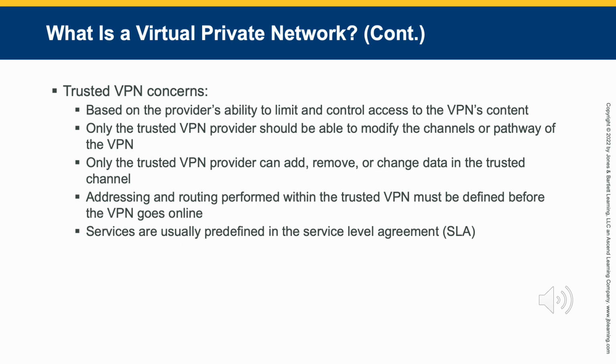Trusted VPN concerns. Based on the provider's ability to limit and control access to the VPN's content, only the trusted VPN provider should be able to modify the channels or pathway of the VPN. Only the trusted VPN provider can add, remove, or change data in the trusted channel. Addressing and routing performed within the trusted VPN must be defined before the VPN goes online. Services are usually predefined in the SLA or the service level agreement.